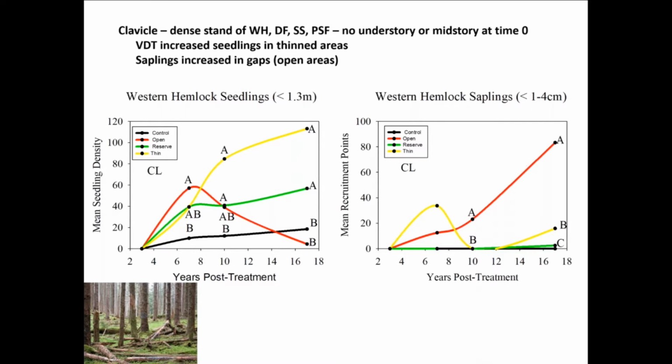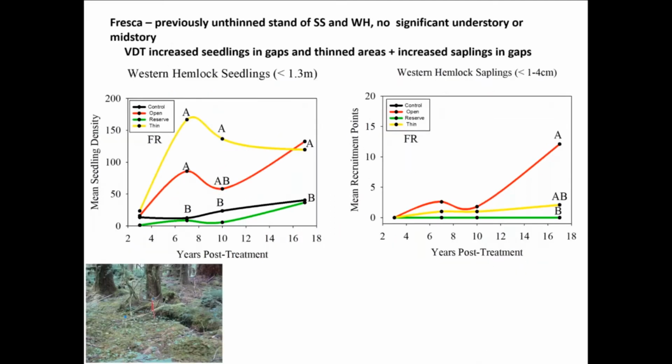And sometimes people get discouraged when they see something like this if they are trying to increase the number, the regeneration. But if we follow the red line over here, where we're talking about saplings, we can see that we've had a big increase in the number of saplings. So we had a decrease in the number of seedlings over time in the gaps, but an increase in the number of saplings. So the trees were moving from the seedling class into the sapling class.